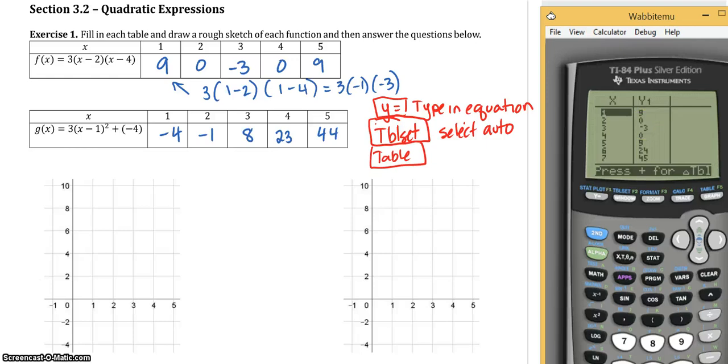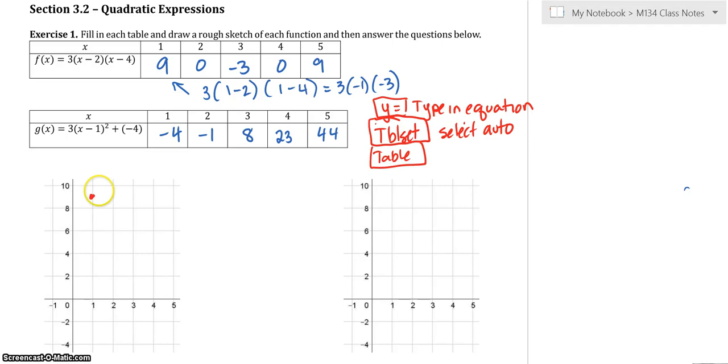Now let's plot our points and see what we get. So 1 is about a 9. 2 is 0. 3 is negative 3, so it's in between the negative 2 and the negative 3. 4 is 0. And 5 is back to 9. What we get is a U-shaped curve. This is what a quadratic equation looks like instead of a line. This is called sometimes a parabola.